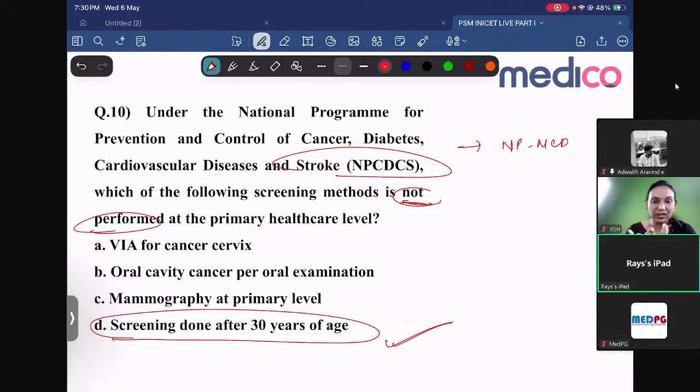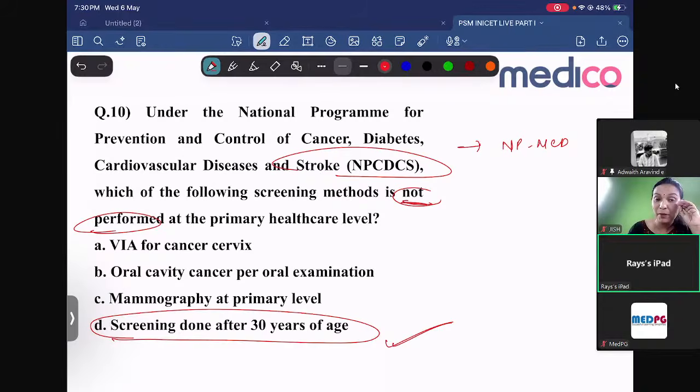Oral cavity, oral cancer, what do you see? To examine the oral cavity is not difficult, and it can be done even at the house level. We can advise them to do that. We can teach them, or the clinician can do it, or even the ANM can help the person to do the self-breast examination, or it can be done by oneself, right? So that's why we have taken these three cancers under the NP-NCD program.